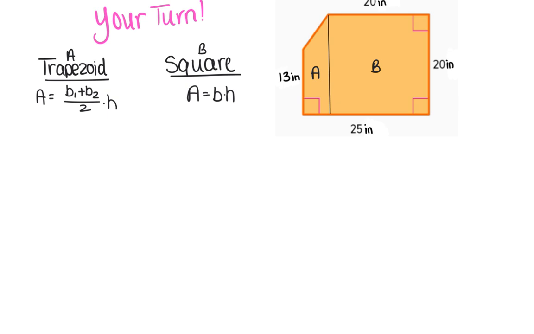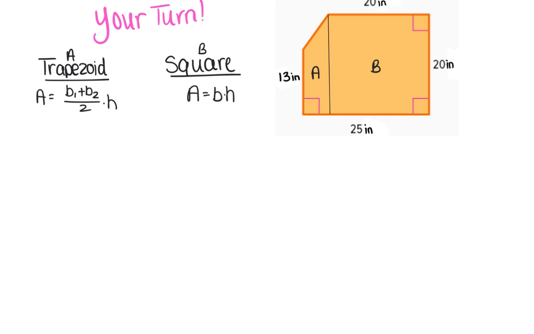All right, the first shape that I started with was my trapezoid, and so you'll see this is the trapezoid here. I labeled it figure A. The formula is base 1 plus base 2 divided by 2 times the height. And then I see this square over here, and I know it's a square because this is 20 inches and that's 20 inches. And so it's just area equals base times height. Now that I've got my formulas, I'm going to plug in the values of each of those dimensions.